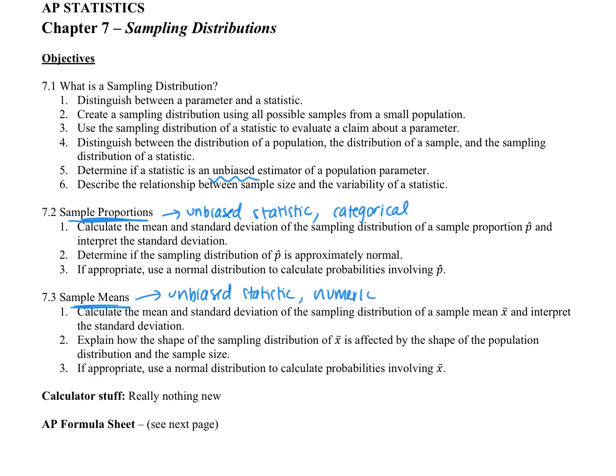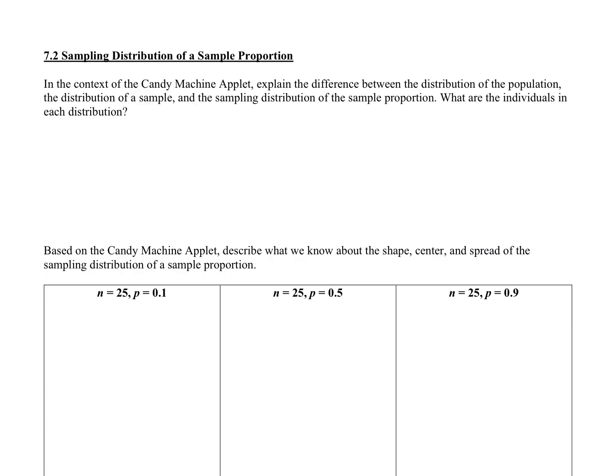All of second semester, everything is going to be sample mean, sample proportion. And again, that's because these are both measures of center. They're unbiased, one for categorical data, one for numeric. So this is where I need you to be currently.